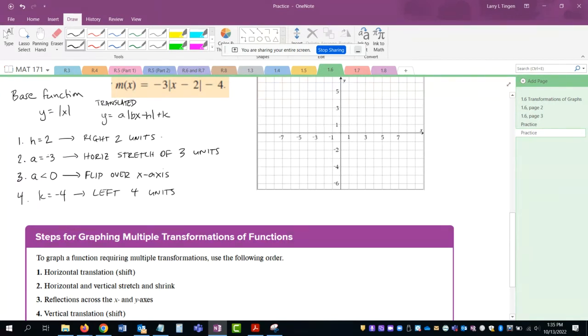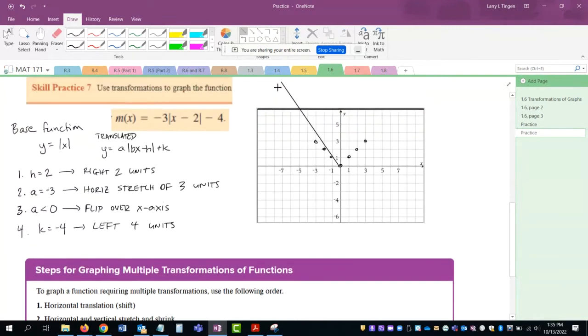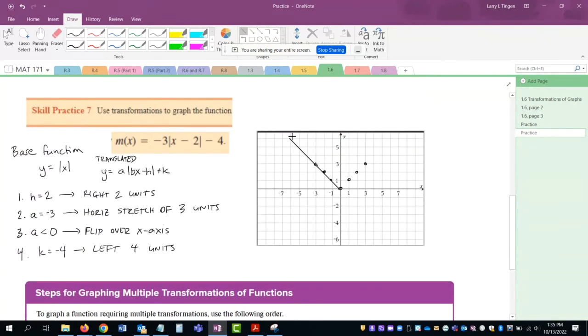So let's start with our base function here. y is equal to the absolute value of x. So when x is 0, y is 0. When x is 1, it's 1. When x is 2, it's 2. When x is 3, it's 3. When x is -1, I get 1. -2, I get 2. -3, I get 3. And it's just a V, right? This is what it turns out to be. That base function looks just like that. And it does go on forever in both directions.